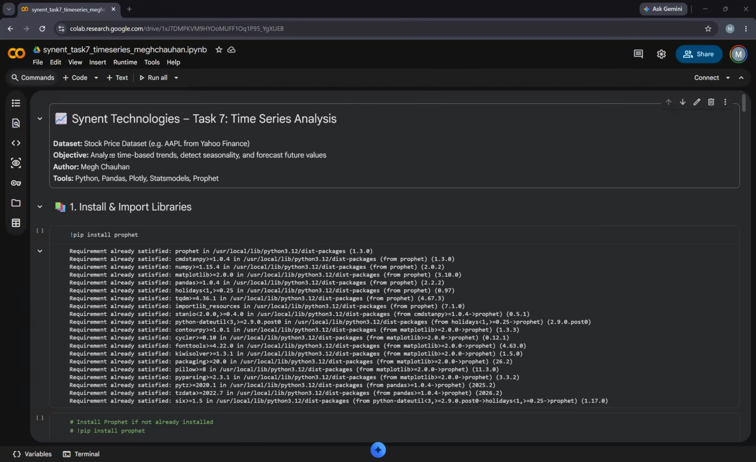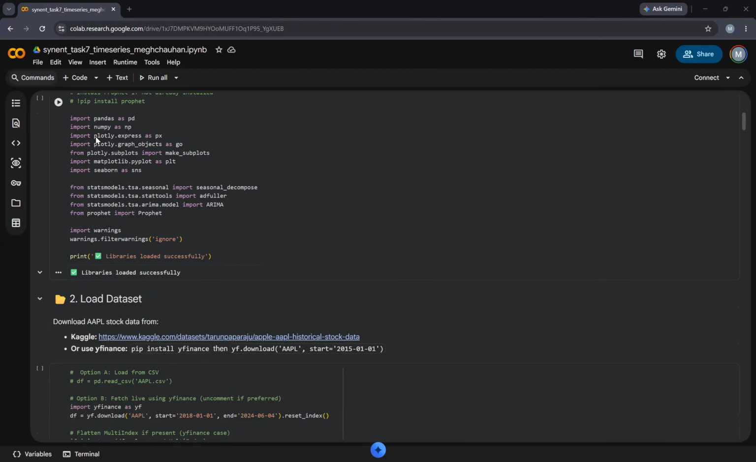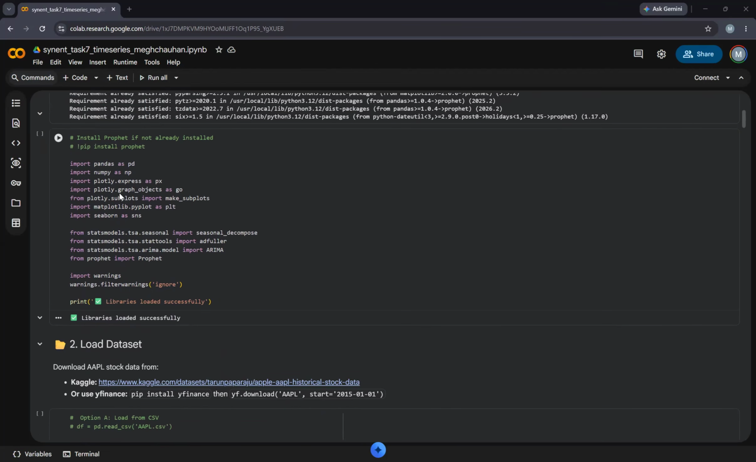The objective of this particular task was to analyze time-based trends, detect seasonality, and forecast future values. I have utilized the Prophet library as well to predict the future values of the stock. Next, I have imported pandas, numpy, matplotlib, seaborn, as well as other statistical models like seasonal decompose, ARIMA, adfuller, and finally Prophet.